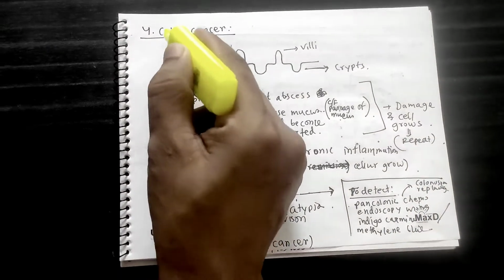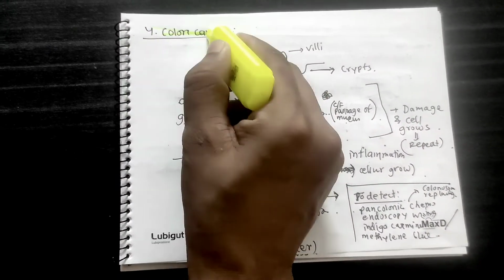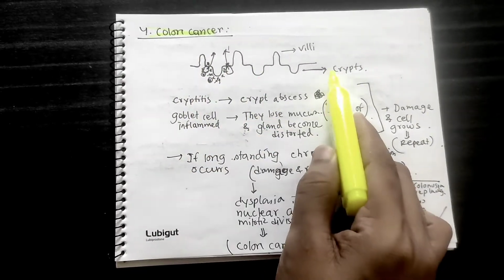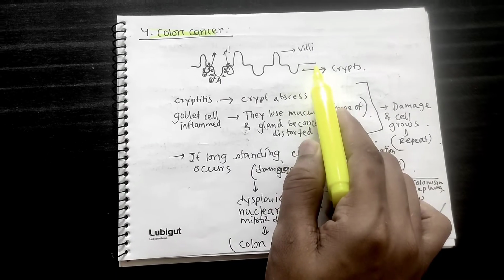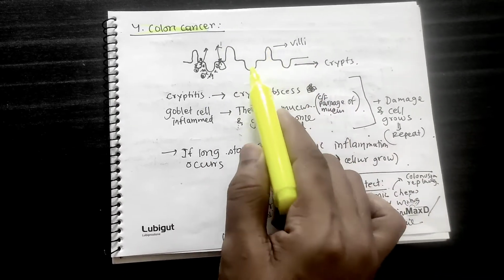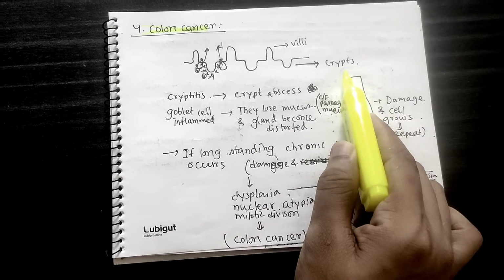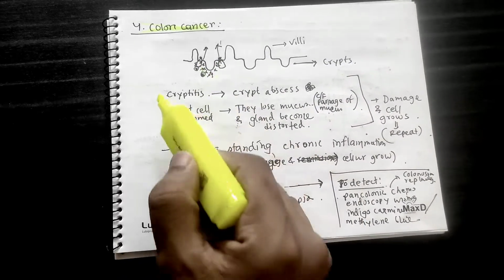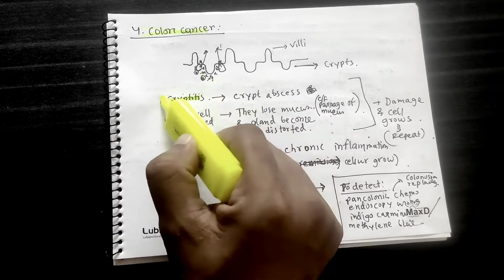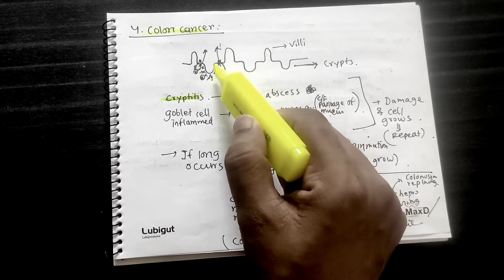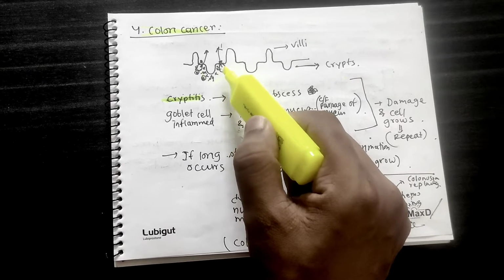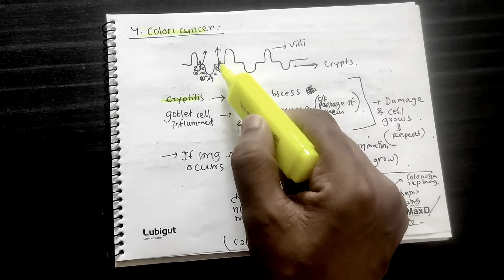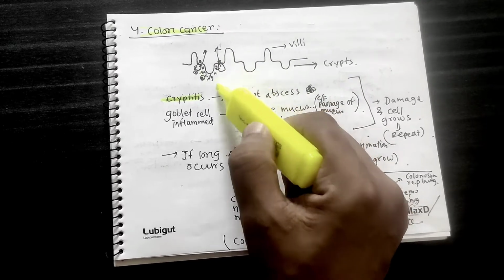Now colon cancer. The second point is colon cancer. It is also associated with ulcerative colitis. Suppose this is the lining of the large gut, and these are the villi and the deepest part is the crypts. When there is inflammation, it causes inflammation of the crypt, that means cryptitis. And it also causes inflammation of the glands. In the glands there are goblet cells, and these goblet cells lose their mucus into the lumen. When the goblet cells lose their mucus into the lumen, the whole gland is distorted.